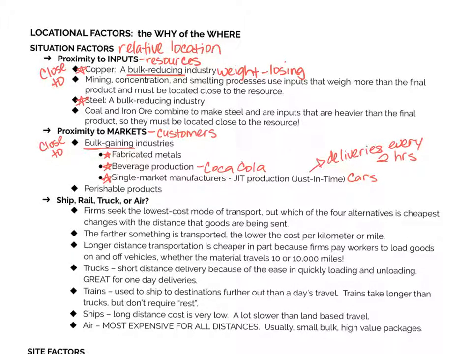Okay, another thing that has to be close to market: perishable products. What does it mean if it's perishable? It dies. Well, you don't say die. It goes bad. Yeah, it spoils. Okay, so give me some examples. Fish. Salad.